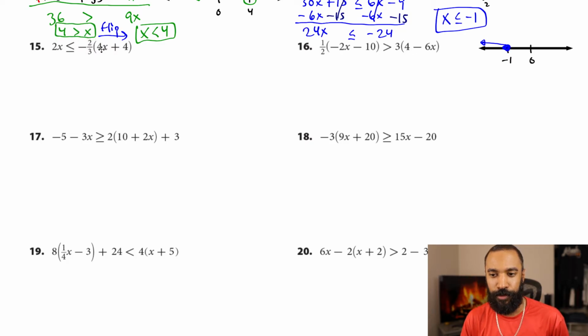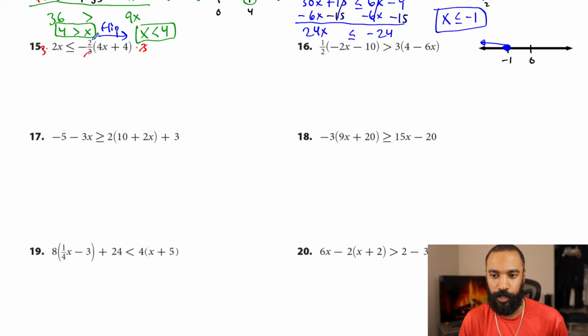We have a negative 2/3 distributing into 4x and 4. This is exactly what I was talking about with that other problem. I'd much rather multiply by 3 on both sides here. I can't take 2/3 of 4 and get an integer. So I'm going to multiply both sides by 3. Times 3 here and times 3 here. 3 divides with this 3 right here. They go away, no more fraction.